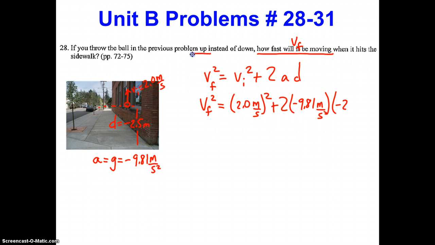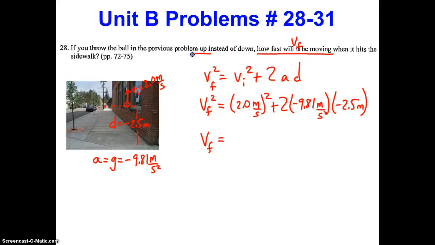is negative 2.5 meters. Remember that d value is displacement. It's the point where the object ends relative to where it started from. The object is still starting from 2.5 meters above the sidewalk, and it ends at that sidewalk. So its displacement, the point at which it ends compared to where it starts, is still 2.5 meters. We go ahead and do the algebra and solve for VF. Pause the video if you need a moment to run the calculation.